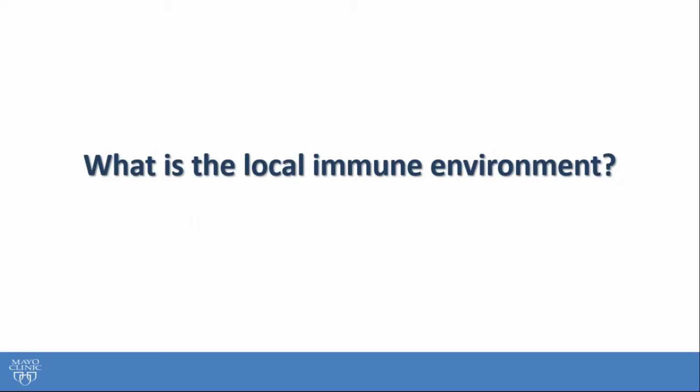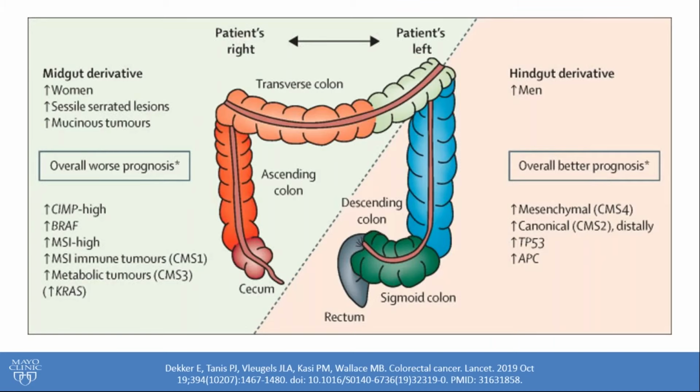So what is the local immune environment? Next slide. So we know that when you have something simple like colon cancer on the face value, when you look at it in terms of its organ of origin, whether it's midgut or hindgut, it's actually a completely different beast. You have highly aggressive, highly immune revved up, very hot tumors that tend to originate from the cecum to the ascending of the transverse colon.